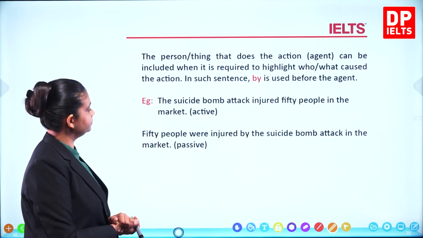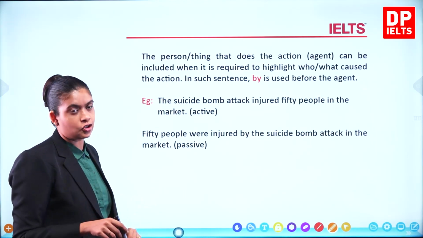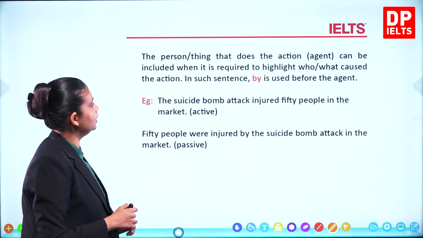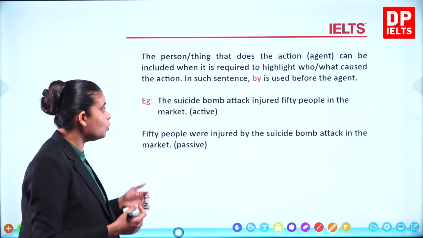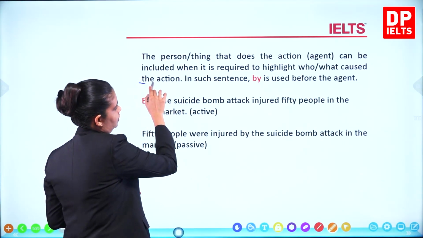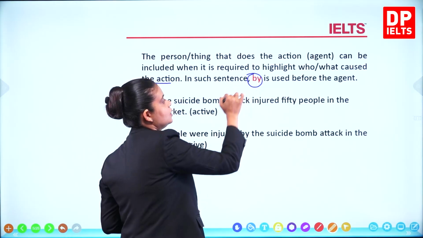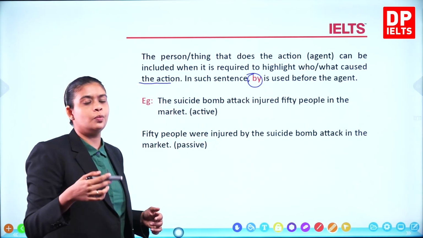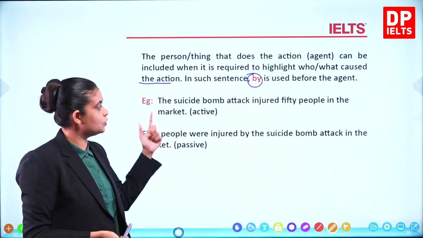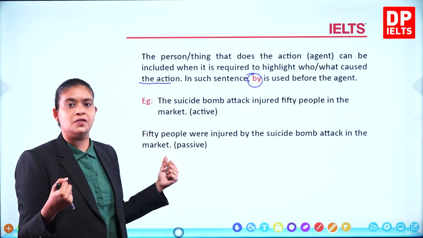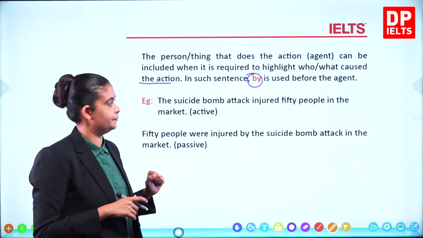Next. The person or the thing that does the action can be included when it is required to highlight who or what caused the action. In such sentences, by is used before the agent. Agent means the person who does the action. Alright, so this we had a look at it in the previous lesson as well. So let's have a look at an example.